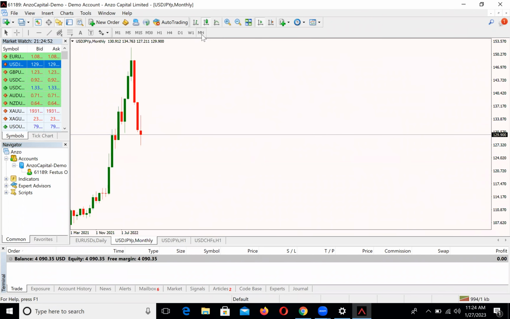The same thing applies to all of them. So this monthly chart now, this candle, this is January. All these candles are formed within 1 month. All right. So let me show you guys something.